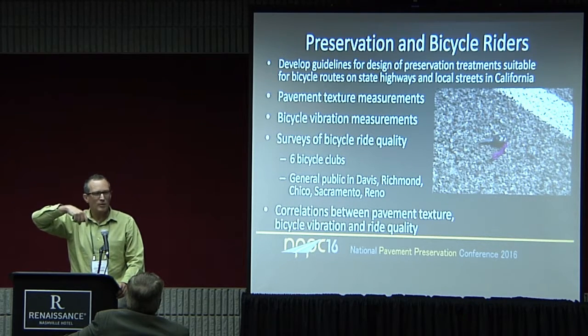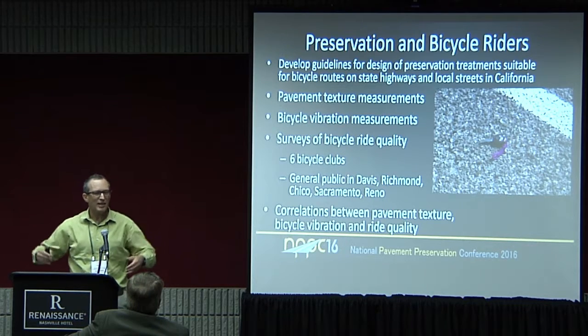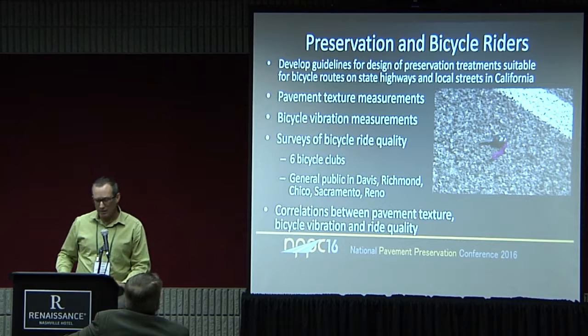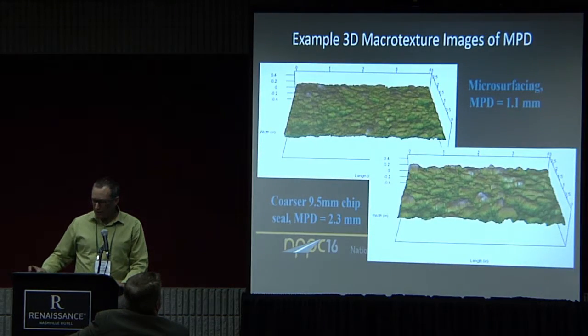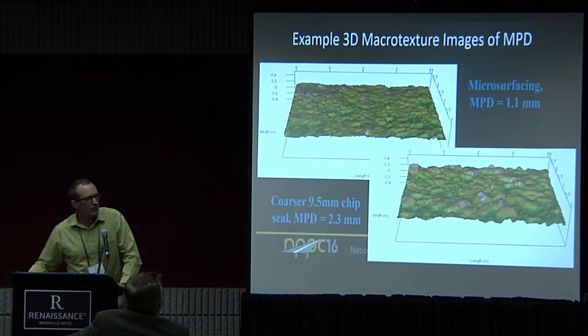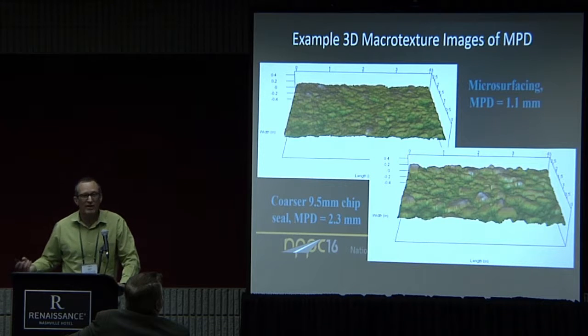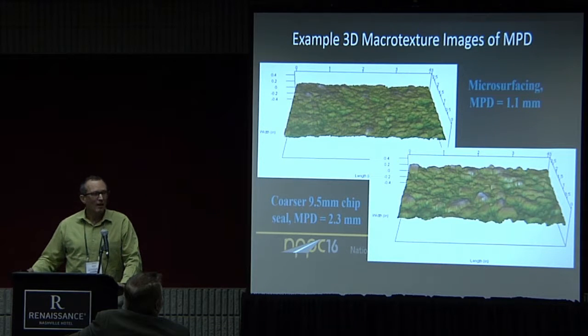We measured the texture. We had them ride. We had people at the end of each section say, rate my pavement. And then brought that into a statistical model. So this just gives you an idea. One of our microsurfacings on one of our sections is at an MPD of about 1.1. Dense grade is usually at about 0.6.